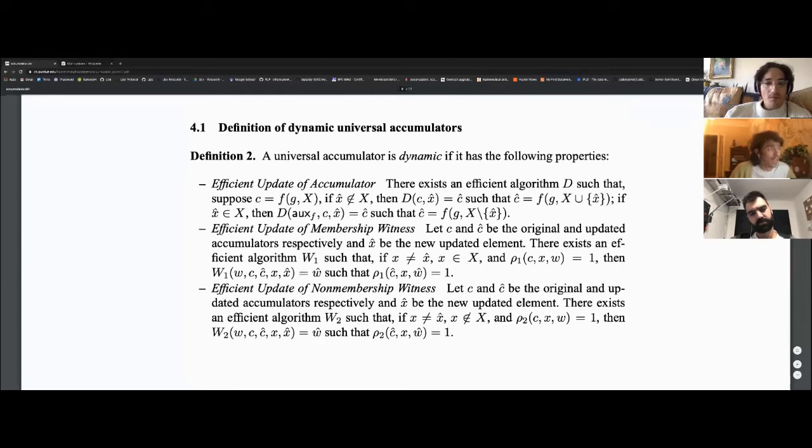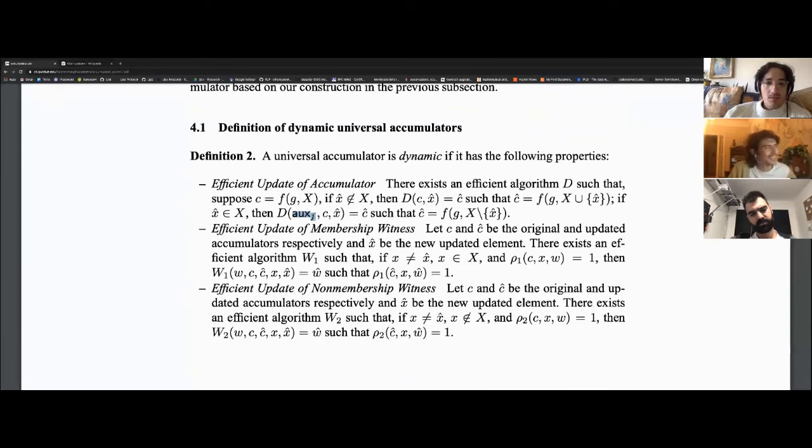If instead X hat was part of the dataset, then I can run this algorithm, passing also the auxiliary information. That's the little footnote; I will explain what that means, to calculate the new accumulated value. So basically, this means that I can add an element to the dataset and calculate the new accumulator efficiently just by passing the old accumulator and the new element that I'm adding. This means that I can delete an element from the dataset efficiently and calculate the new accumulator just by passing C, the element that I want to delete, and the auxiliary information.